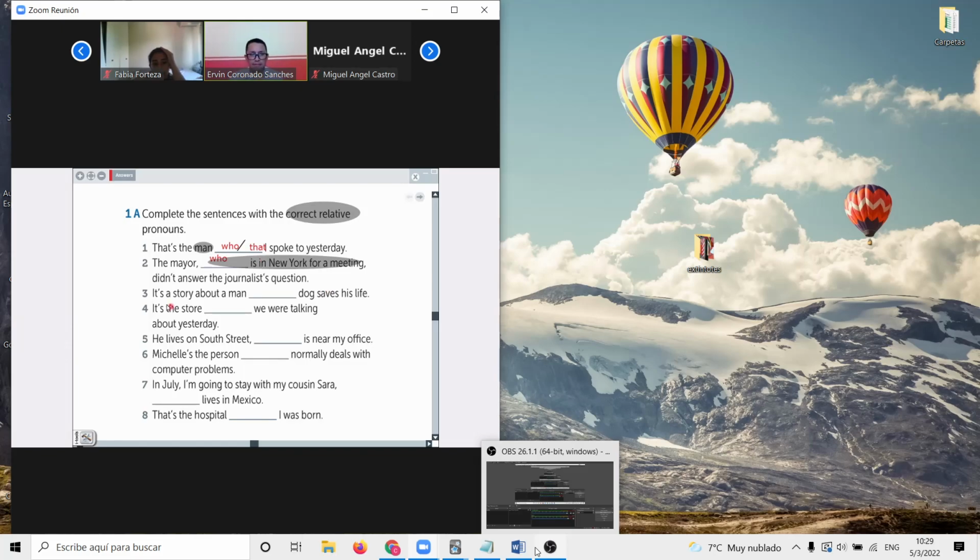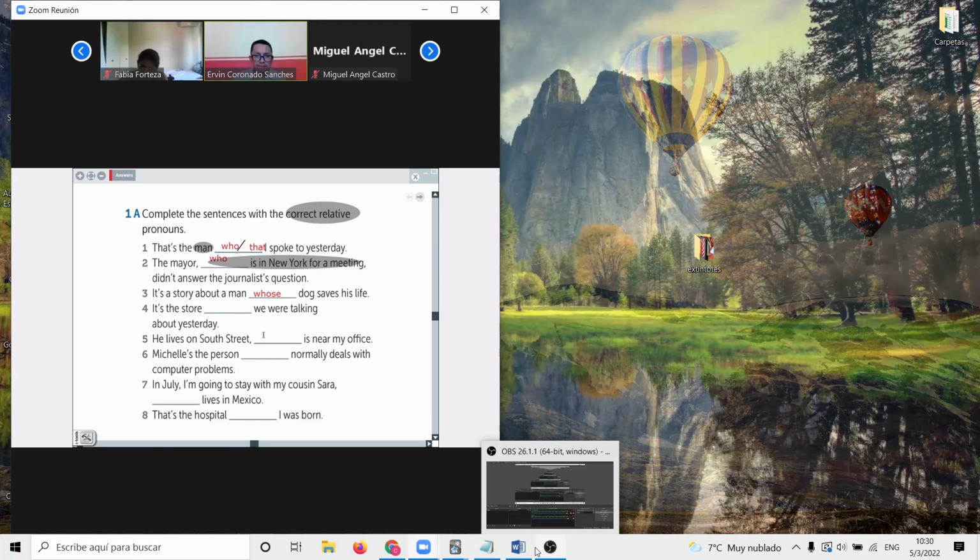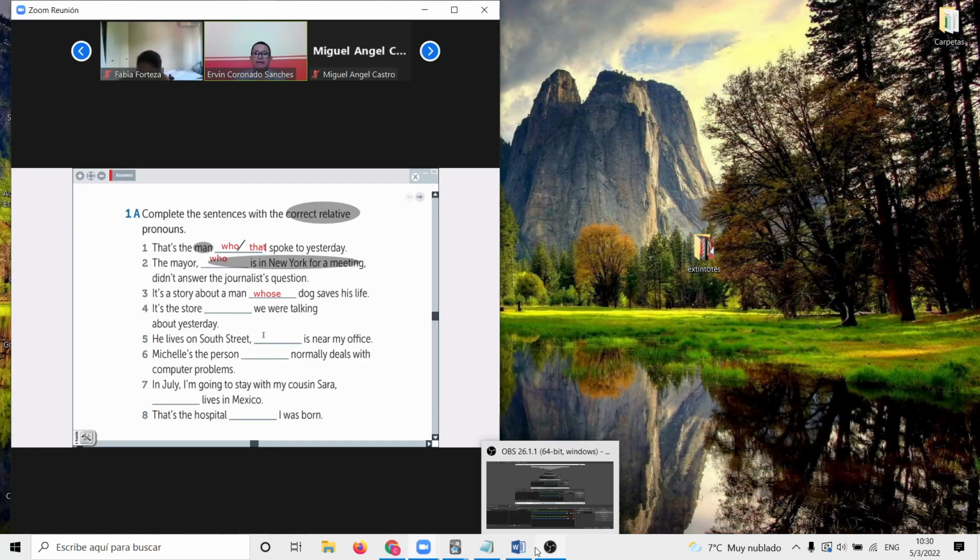Okay, what about number 3? In a story about a man... Who? That? Which? That, are you sure? Which? What about if we talk about possession? Which one do we use to talk about possession? A story about a man whose dog saves his life. That's another defining clause. It's a story about a man whose dog saved his life, right? His dog saved his life. So, possession. The dog belongs to the man. So we use whose for possession.